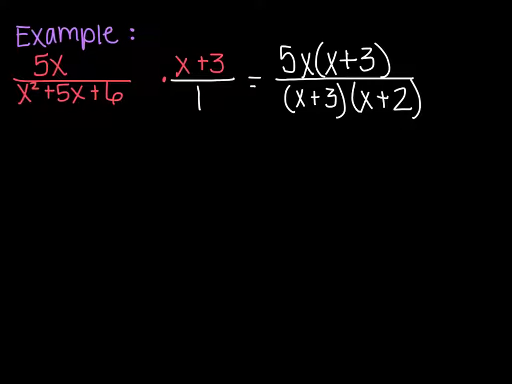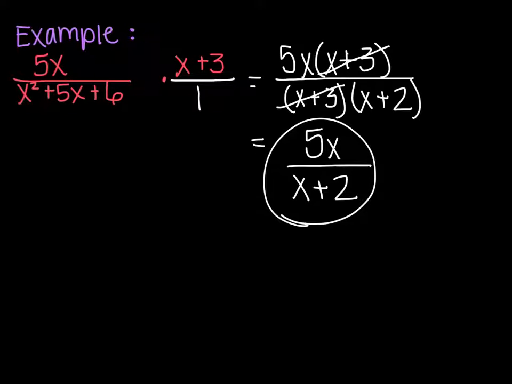And you'll notice that there is an x plus 3 in the numerator and in the denominator. So you can actually cancel those out. And you're going to be left with 5x divided by x plus 2. And that is, in fact, all you can simplify on this. So that's your final answer.